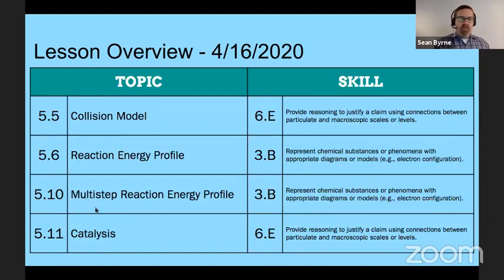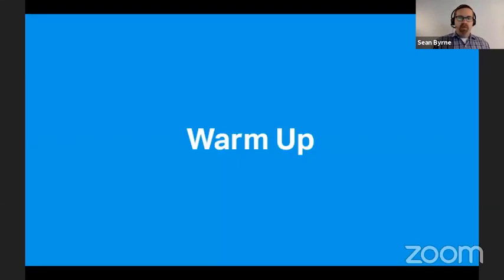Then we'll wrap up by looking at how catalysts affect a reaction, a big part of what happens with chemistry in the real world. That's really important. So we're going to start with our warm-up, and we're going to do something a little bit different today.